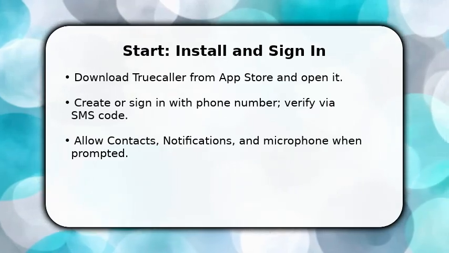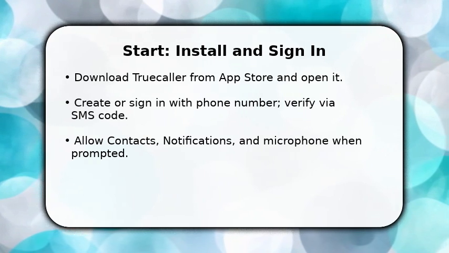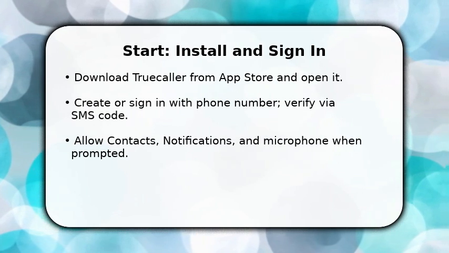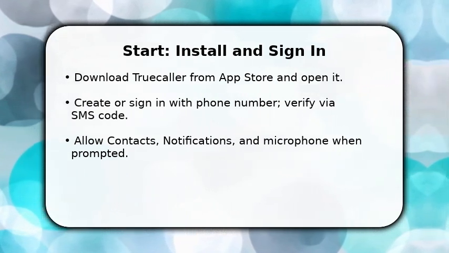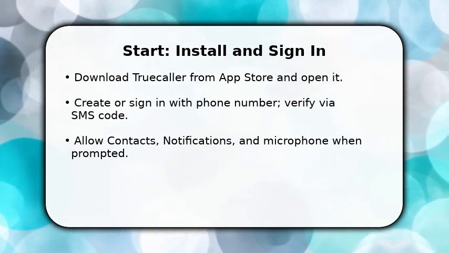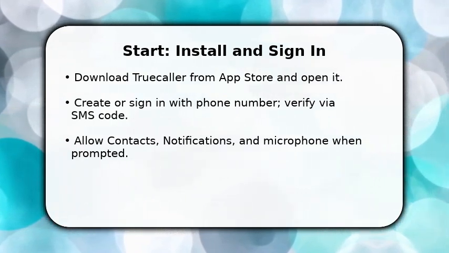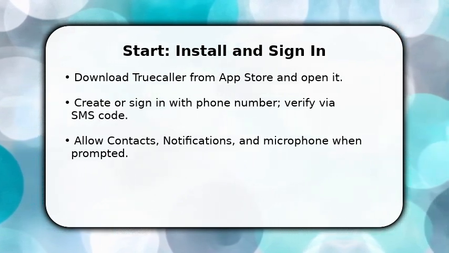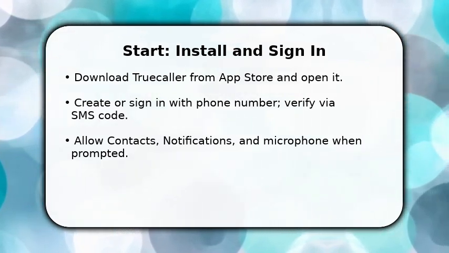You start by installing Truecaller and signing in with your phone number. That gives the app access to ID features. Once you verify the SMS code, grant contacts and notifications so the app can match incoming numbers and show alerts. Make sure to allow microphone only if you plan to use call recording features. Note, call recording has legal limits.